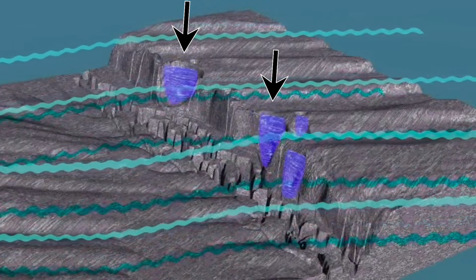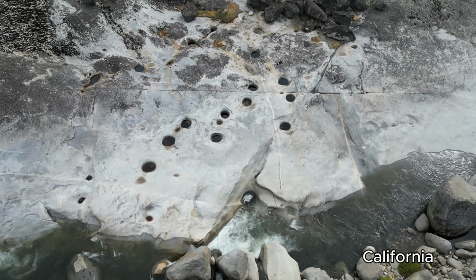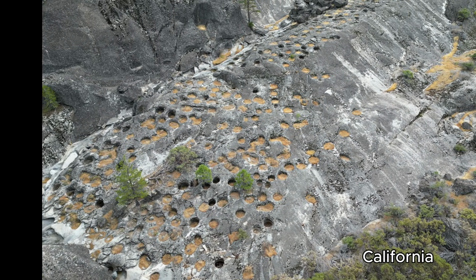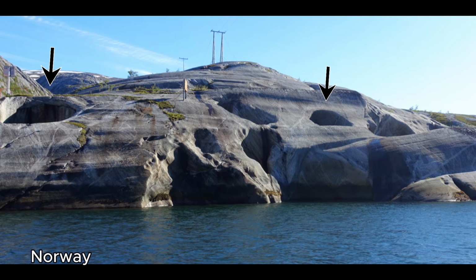And vertical vortices create potholes, which are found all over these areas, and are ridiculously massive.